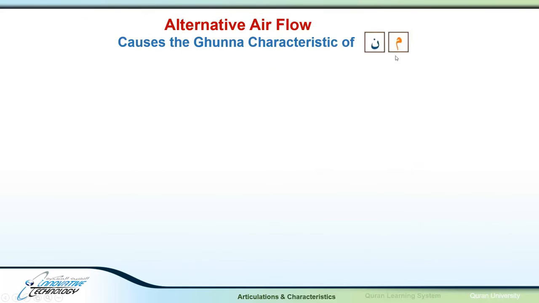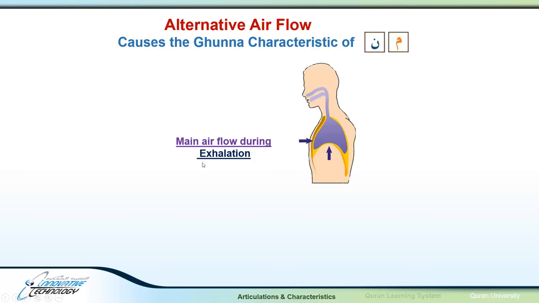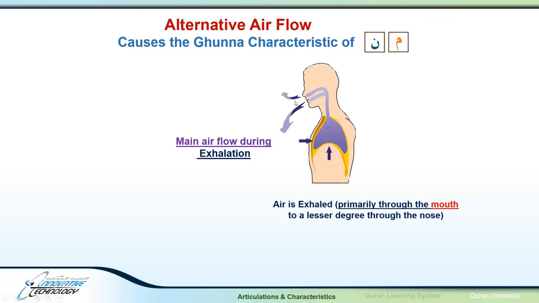For mim and nun, those 2 letters have what we call an alternative airflow that causes the ghunna characteristic of the mim and nun. Ghunna means a nasal tone. To understand the cause of ghunna, we have to understand that exhalation has 2 routes for the exhaled air, mainly through the mouth and to a lesser degree from the nose. Now, this alternative airflow during exhalation from the nose is exaggerated in those 2 letters, the mim and nun, giving them a unique nasal tone characteristic, which is called ghunna.